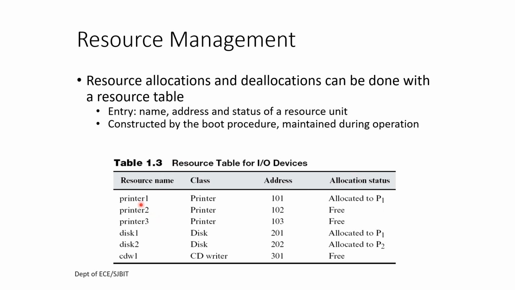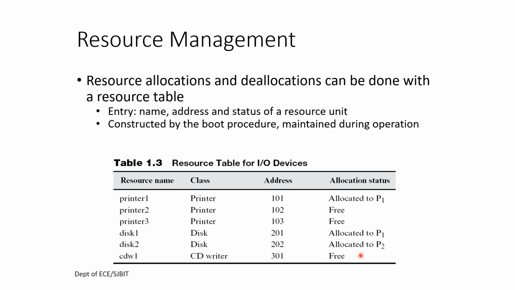For example, printer 1 is allocated to program P1, and printer 2 and printer 3 are free; they are not allocated. Disk 1 and disk 2 are allocated to program P1 and program P2 respectively. They are not free. CDW1 is in a free state. So the resource table contains the name of the resource, what class of resource it is, the address of that resource, and the allocation status. All this information is in the resource table.